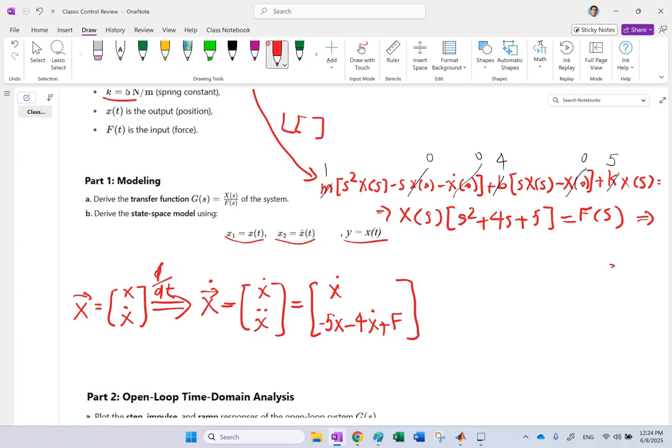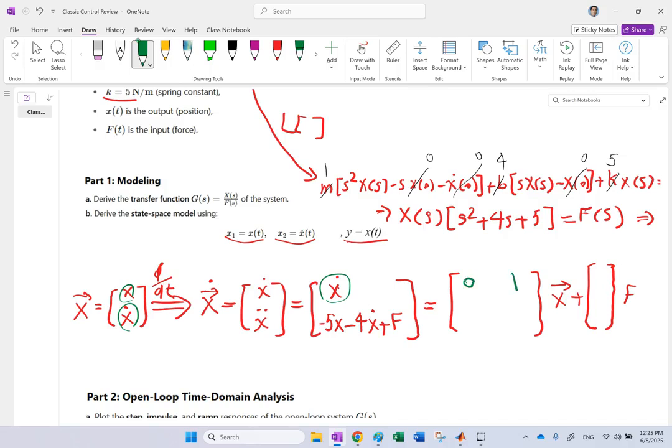Now this one, you can clearly write it into a matrix format, so you can write it as a 2 by 2 matrix A times the vector x, which is x and x dot, plus a 1 by 2 matrix B times the input F. And clearly, if you look here, because inside this x, what you have is x and x dot. So how can you write this x dot as something times x plus something times x dot plus something times F? Well, all it is 0 times x plus 1 times x dot plus 0 times F.